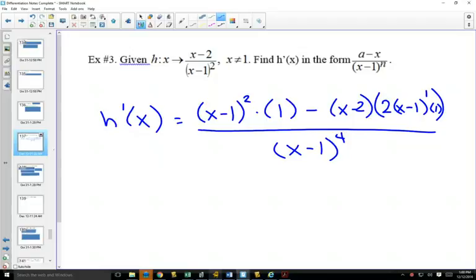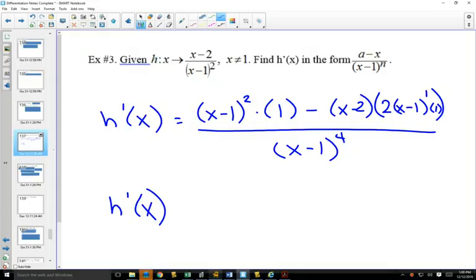It doesn't quite look like the form yet. The bottom looks pretty good because the bottom is in (x minus 1) to a power, but the top has a whole bunch of extra stuff. So how can I adjust the top? What could I do? Well, I can multiply things out. But before I do that, one thing that is going to come up often is there's going to be something that can be factored out.